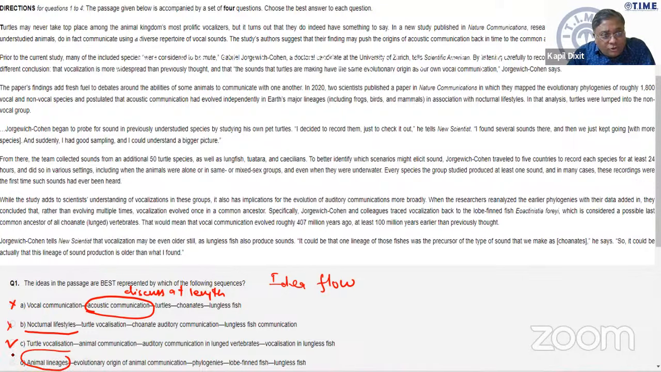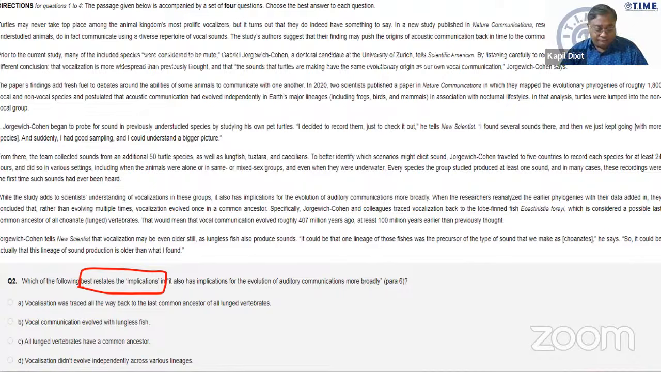Question number 2. Which of the following best restates the implications in it, also the implications for the evolution of auditory communications more broadly? Para 6. Okay, let's go to para 6 and understand what he is asking. See, it says that, go to the last part of the para, this part. Okay, this part.